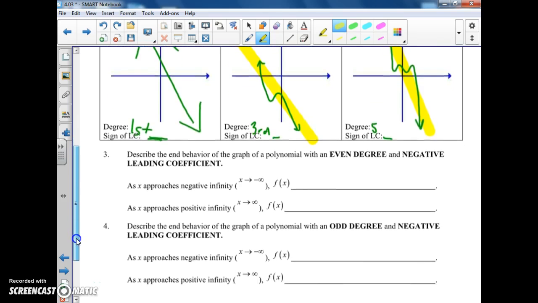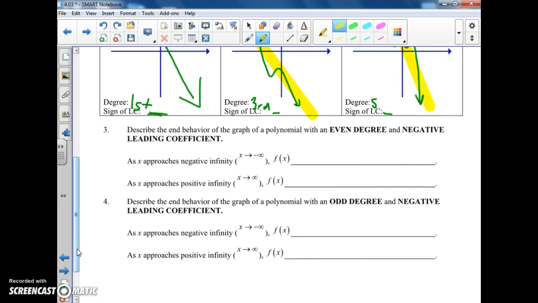Now let's look at the ones at the bottom. You should be able to answer these. So now we're looking at number 3: describe the behavior of the graph with an even degree and a negative leading coefficient. This is the even one, the one at the top. So as x approaches negative infinity, f of x approaches negative infinity. You got it. Great.